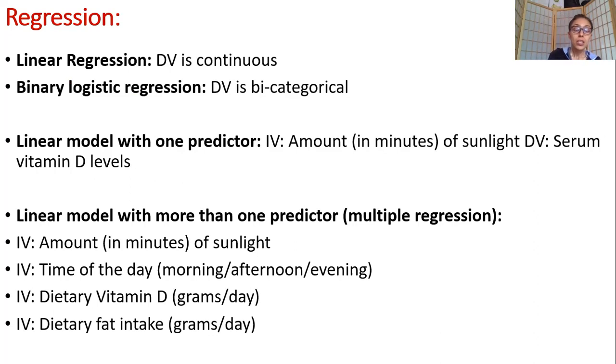Okay. So the two most common types of regression are linear regression and binary logistic regression. In linear regression, your dependent variable is continuous, whereas in binary logistic, as the term suggests, your dependent variable is bicategorical. It has two categories. All right. And in linear regression, you have two types. The first one is a linear model with one predictor. So you have, for instance, one IV, one DV. One DV is always constant. You always have one DV when we are performing this basic, simplistic regression.